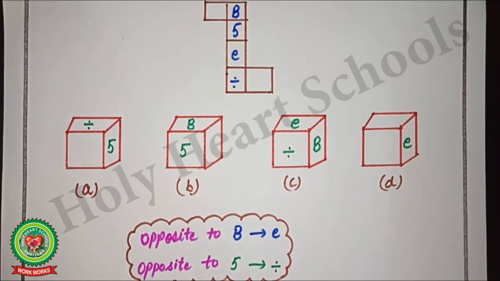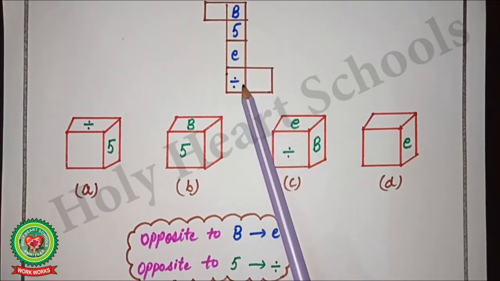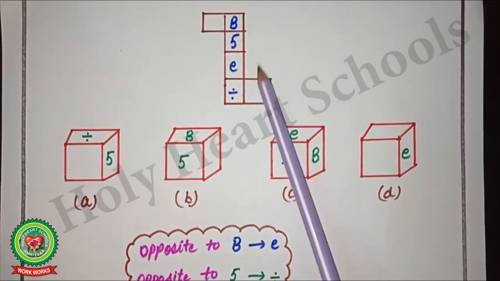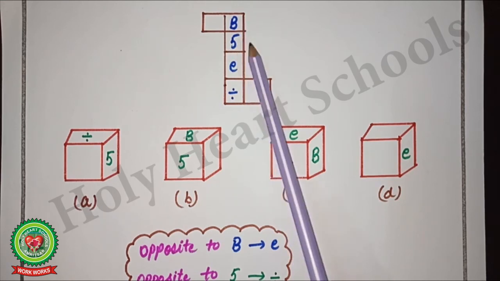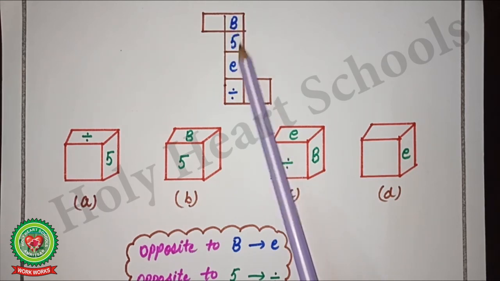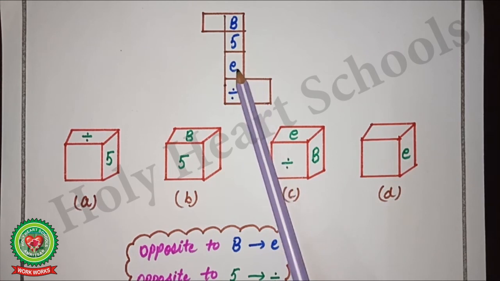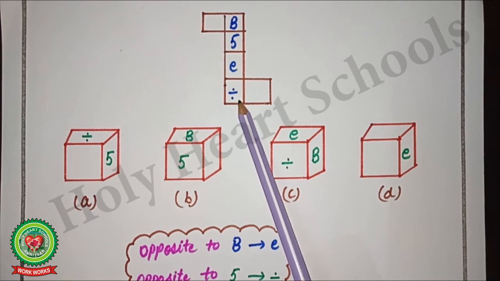Now we will use the same trick, that is we will see the alternate numbers or alternate signs. Here you can see that opposite to B, E will be there, and opposite to 5, the division sign will be there, right? So when you fold this, you will have B, and just next to B there will be 5, and opposite to B there will be E. Similarly, if you fold it, you will have E along with 5, just next to 5, and opposite to 5 you will have the division sign, right?